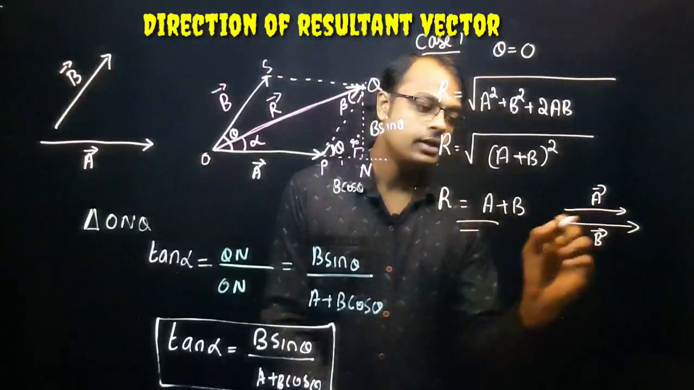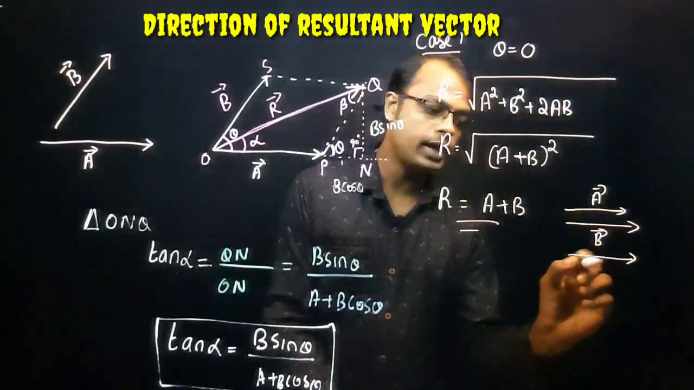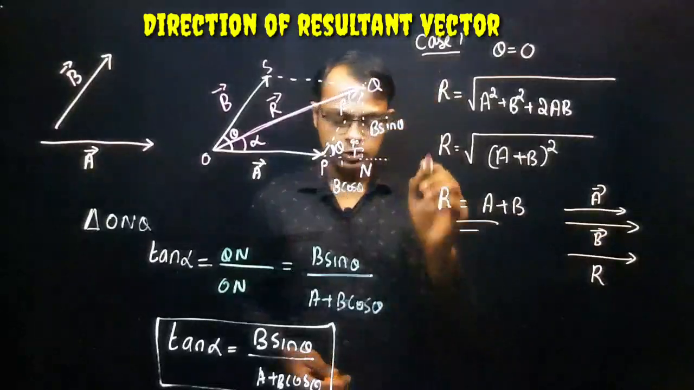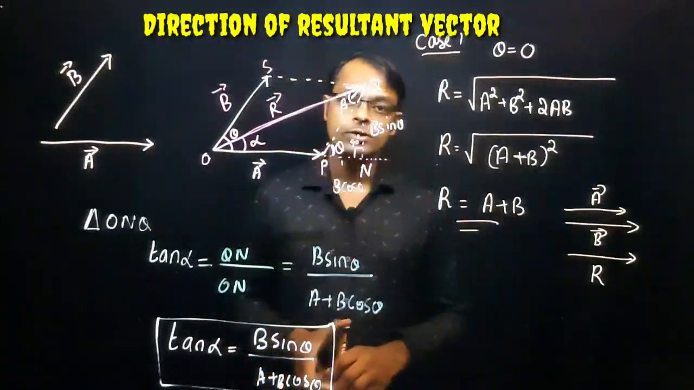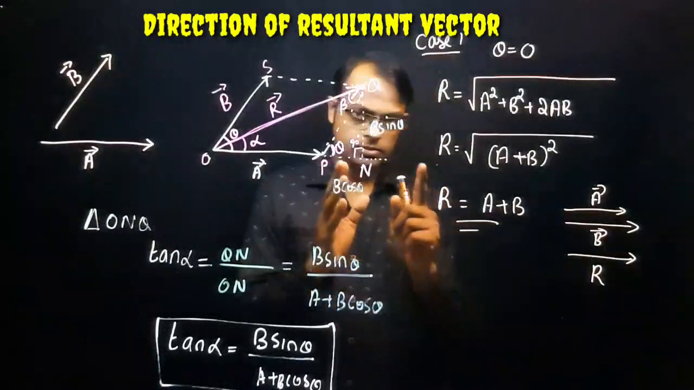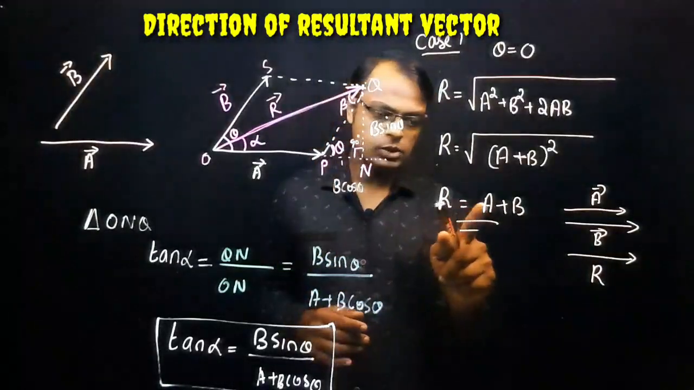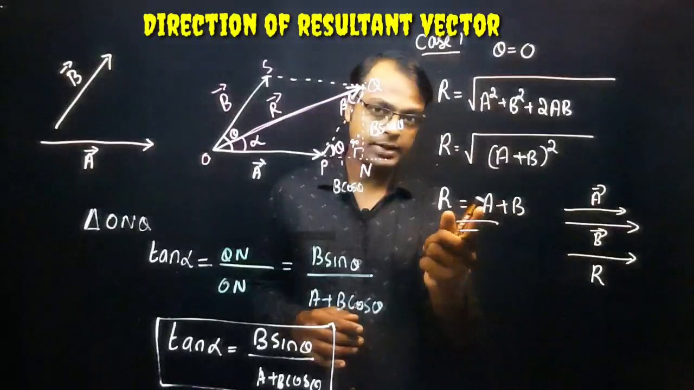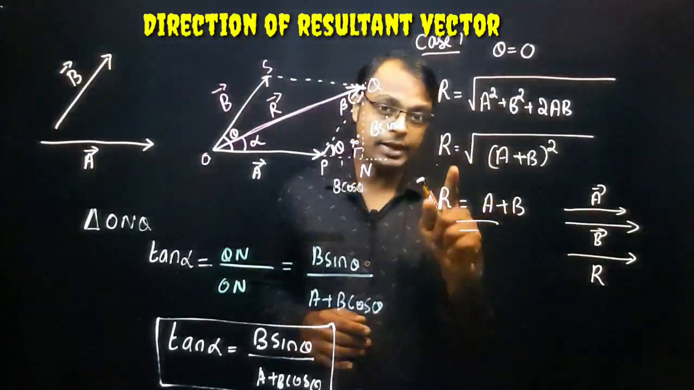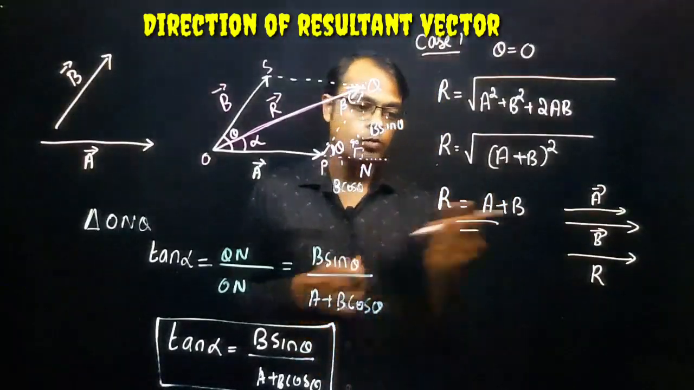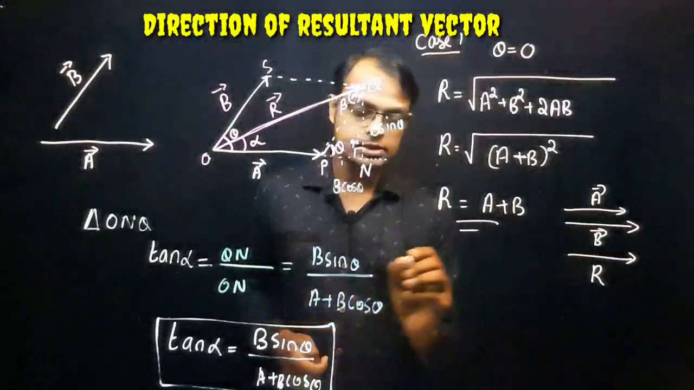If you add, the resultant vector also will be acting in which direction? In the same direction. When the two vectors are acting in the same direction, you can simply add them. So R is equal to A plus B. Here, one thing to remember: R is the magnitude of the resultant, A is the magnitude of the A vector, and B is the magnitude of the B vector. So we are adding the magnitude.